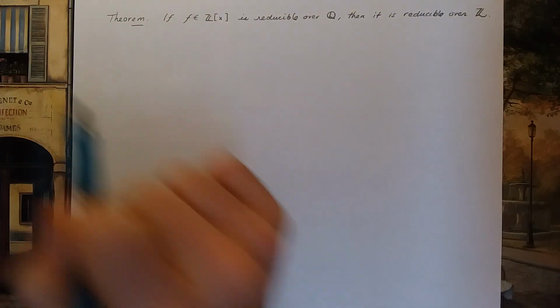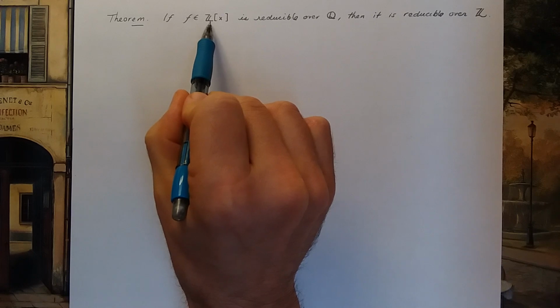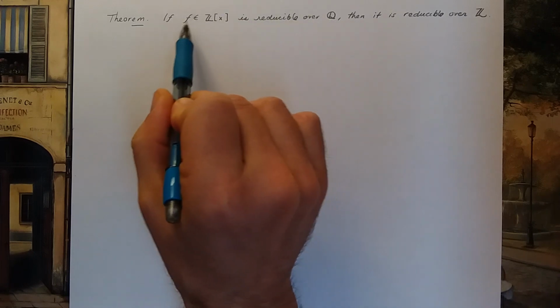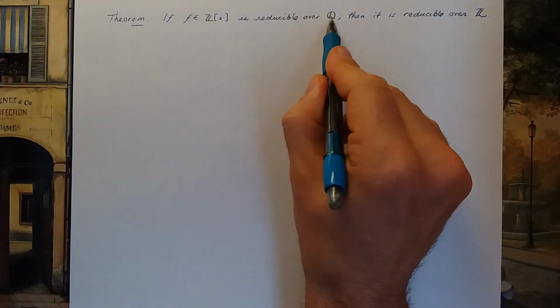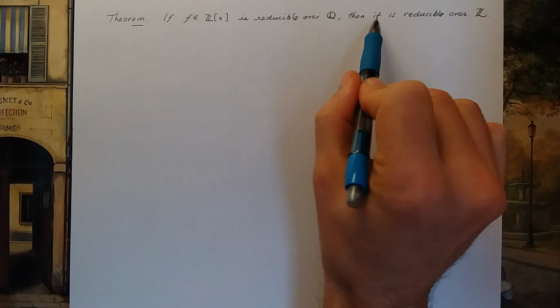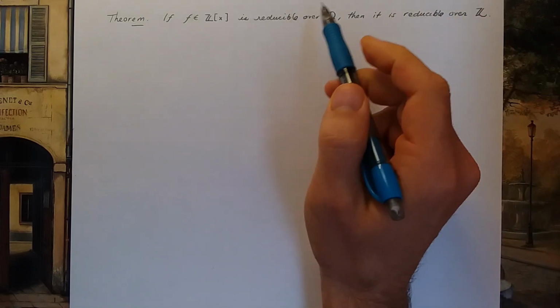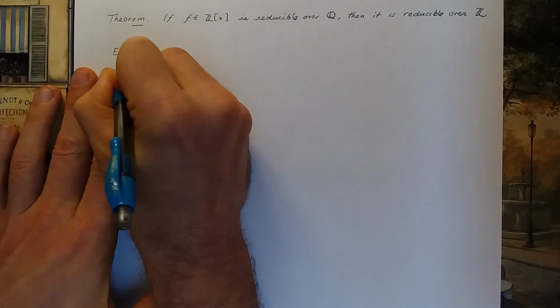In this video, we're going to use Gauss's lemma to prove that if you have a polynomial with integer coefficients that's reducible over Q, meaning you could factor f into two smaller polynomials with rational coefficients, then you didn't really need rational coefficients after all. It's really reducible over the integers. So let's do an example before we prove this.